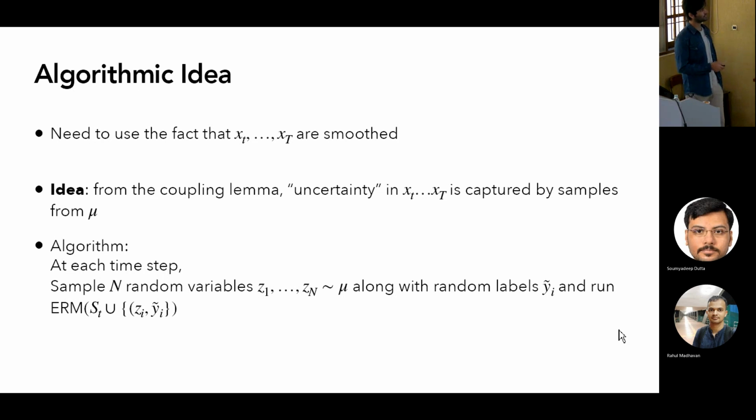The algorithm is very simple. You pick some hyperparameter n and draw random variables x1, z1 to zn from the base measure mu, add random labels, run ERM with respect to your data set and this made-up data set, and just predict using that. This framework is known as FTPL, and this is some version of the FTPL algorithm. But the main challenge is what this n has to be.